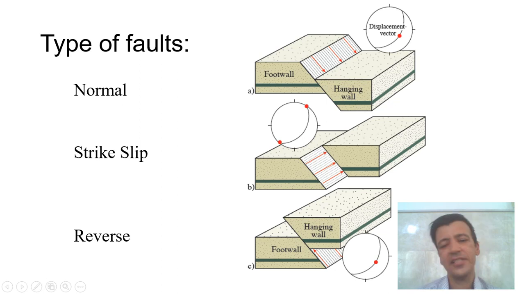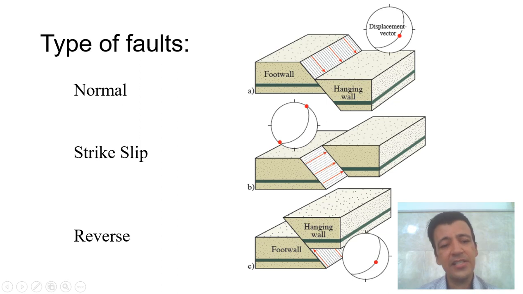What about strike slip faults? Okay, super interesting. In a strike slip fault, you can see the movement. We don't have a footwall and hanging wall. We don't have any dip displacement. All movement is alongside the surface. This is a strike slip fault.